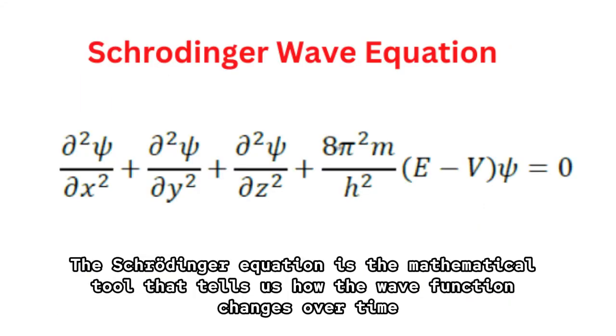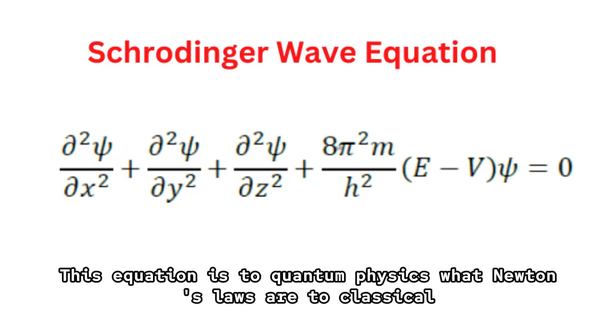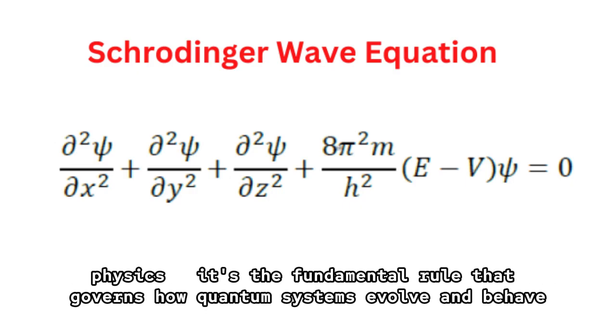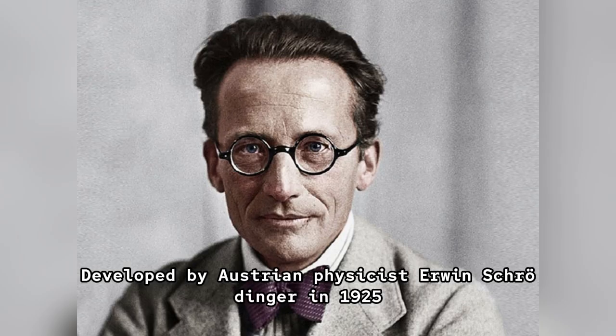The Schrödinger equation is the mathematical tool that tells us how the wave function changes over time. This equation is to quantum physics what Newton's laws are to classical physics. It's the fundamental rule that governs how quantum systems evolve and behave. Developed by Austrian physicist Erwin Schrödinger in 1925.